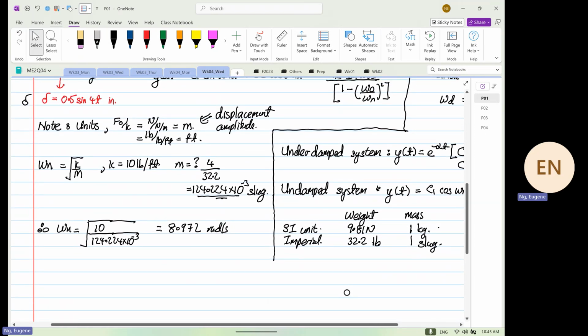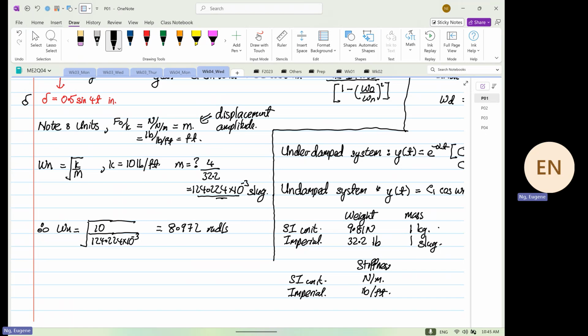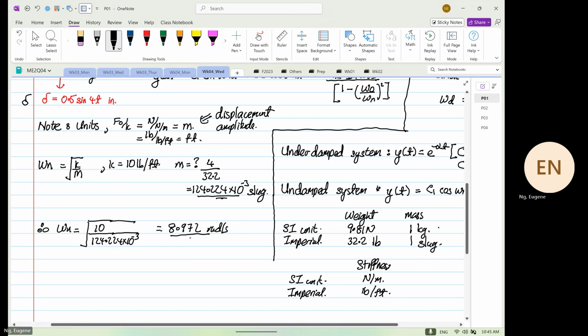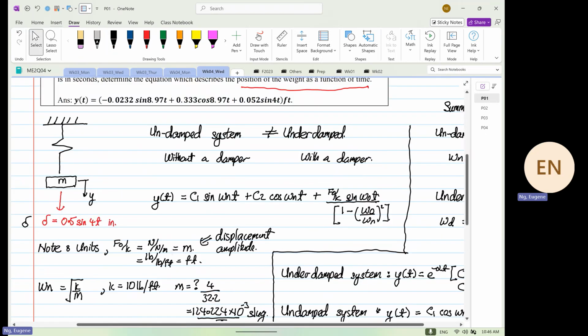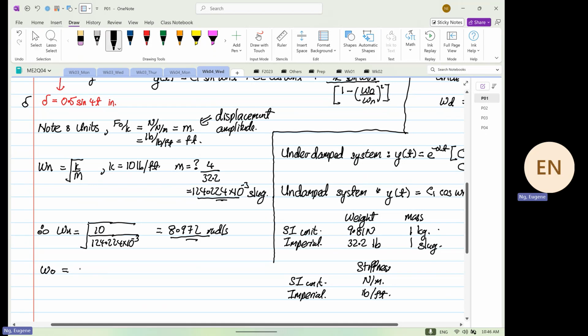Another thing you can write down here, in terms of stiffness: the SI unit is Newton per meter. In imperial, this will be pounds per feet. Just to remind yourself, are we clear? So that should be on your summary sheet. So we know our omega n. Next, we know that our omega naught is equal to 4 radians per second.